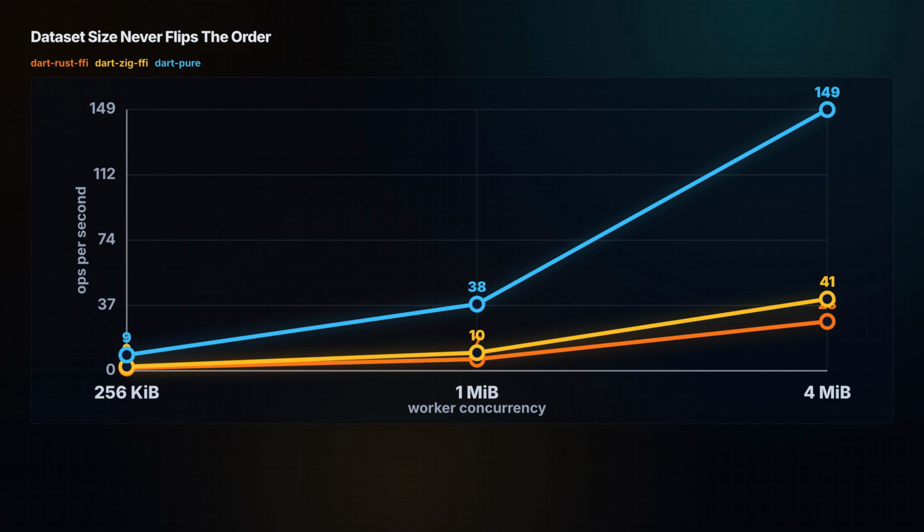If you scale by dataset size, the pattern is just as stubborn. At 256 kilobytes, 1 megabyte, and 4 megabytes, the order never flips. In the compute-heavy 4 megabyte case, Rust lands at 28.12 milliseconds, Zig at 40.92, and pure Dart at 148.99.